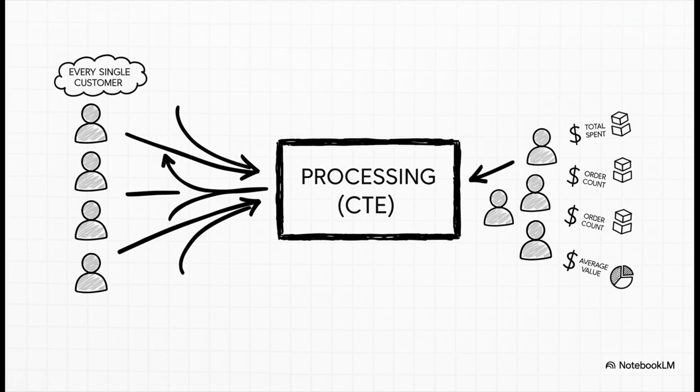Well, the AI's logic builds it up in a couple of steps. First, it uses a CTE, let's call it quarterly orders, to do all the heavy lifting. It calculates the total spent, the number of orders, and the average order value for every single customer in the database. Just crunches all the numbers in one efficient go.